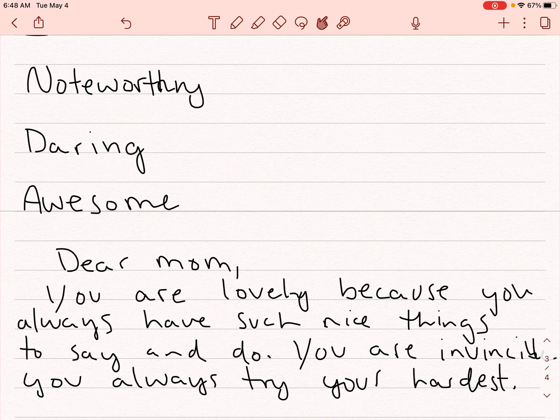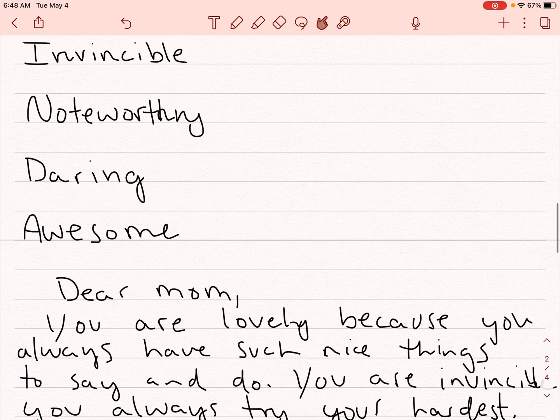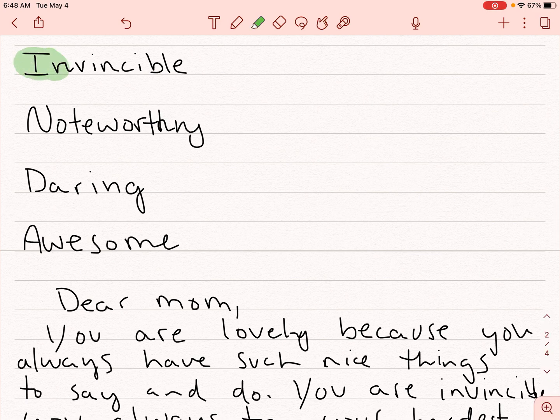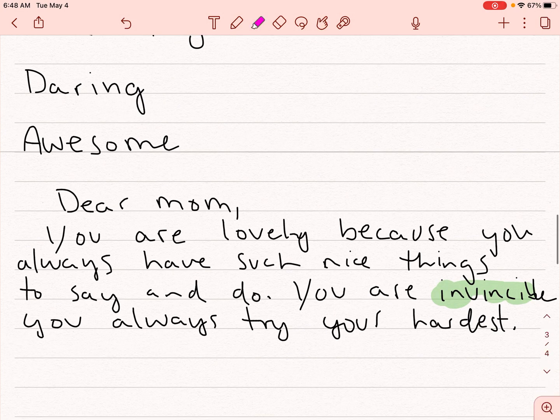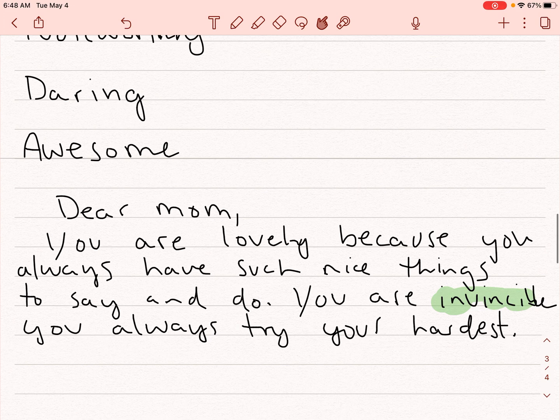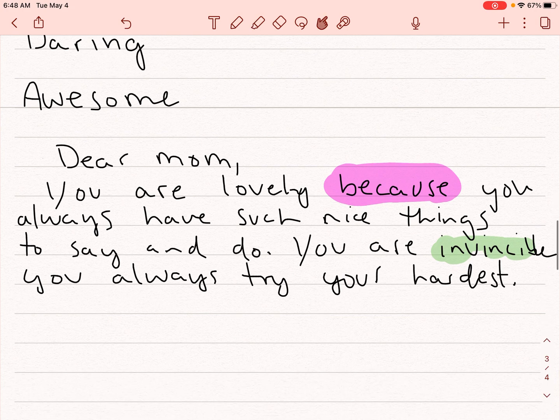And so on. The key word here is that you're using those words from the acrostic poem in your letter, and also using this word because, to explain why that adjective describes them. When you're done, you'll have a nice letter.